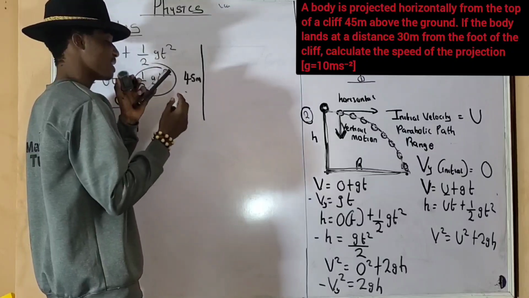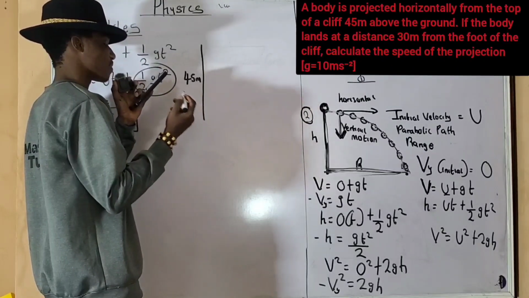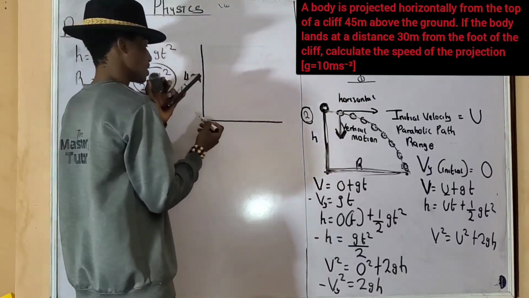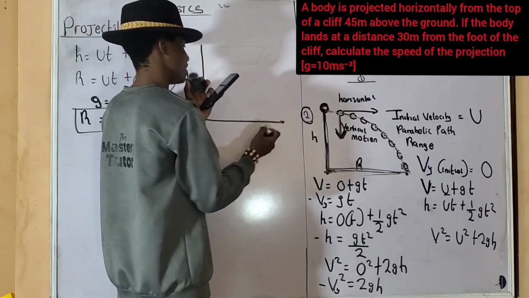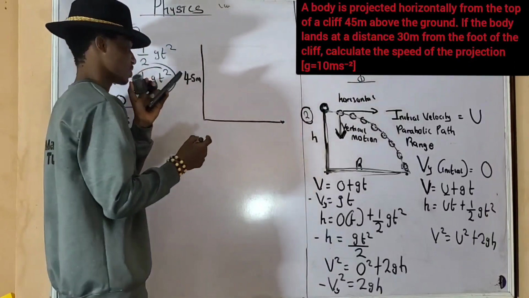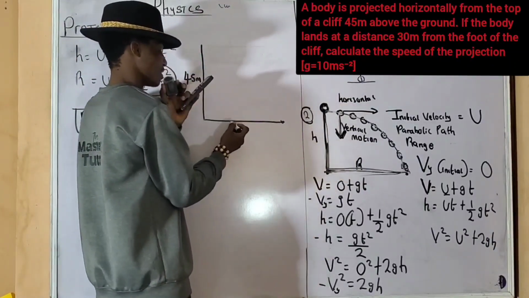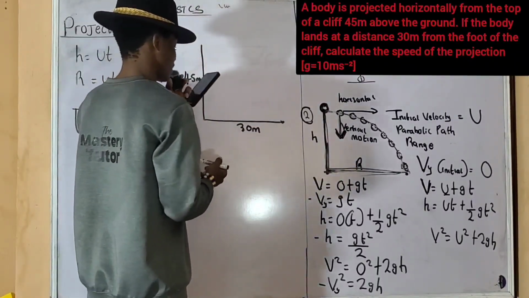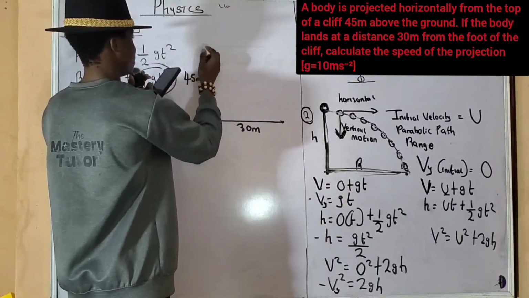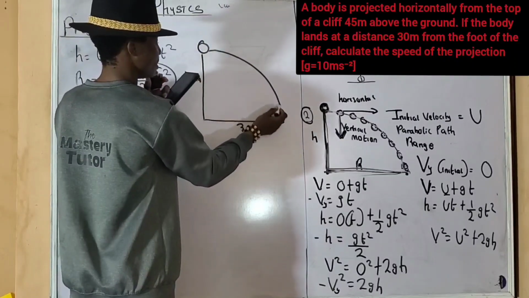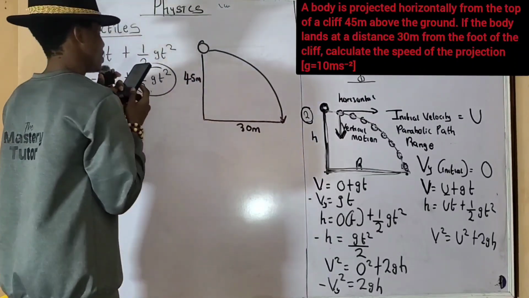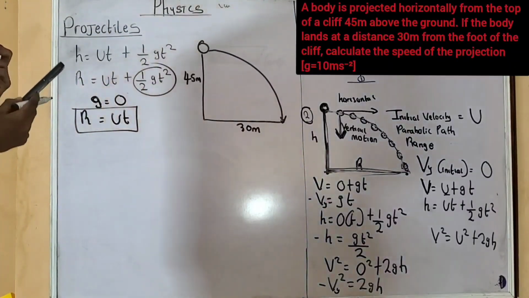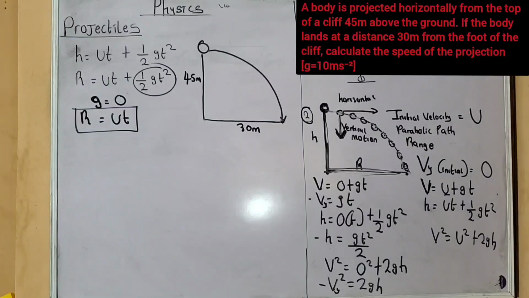If the body lands at a distance 30 meters from the foot of the cliff, that means the distance between the foot of the cliff and where the body landed is called what? The range, right? Yes. And the distance is given as 30 meters. Calculate the speed of the projection. Let me say this is the body. This is the path that the body is going to travel. Do you understand? So now, the question is, how can you calculate the speed of the projection with respect to the information that you are given in the question?